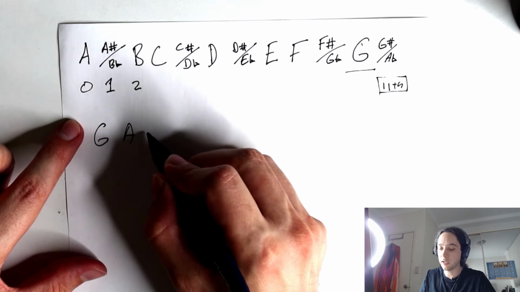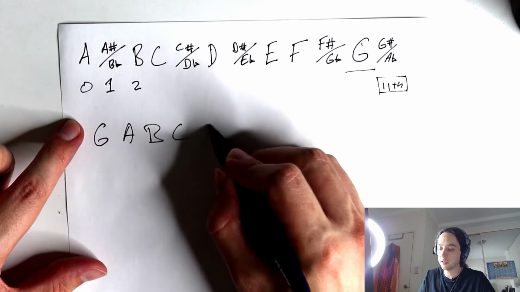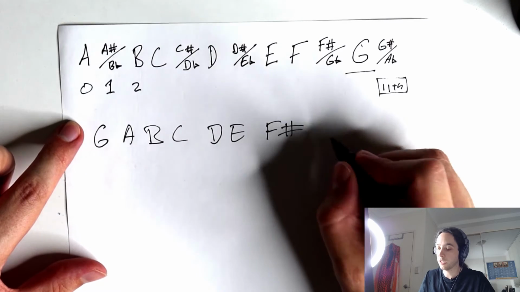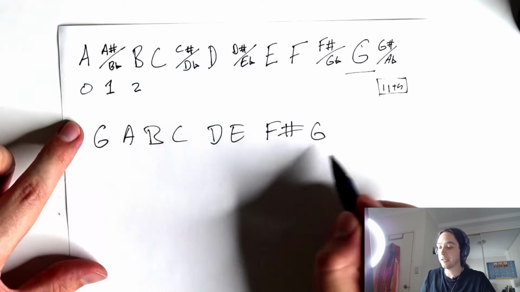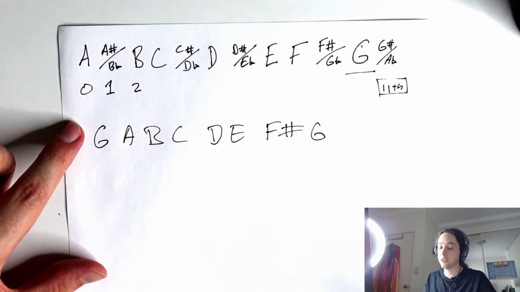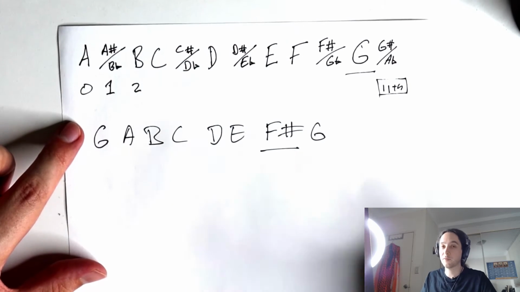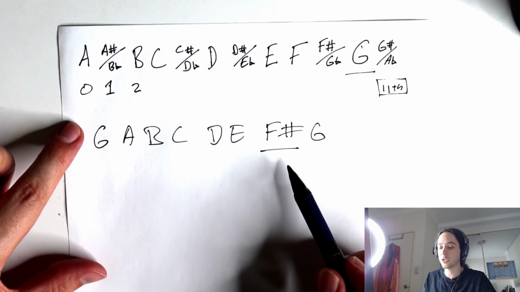G, A, B, C, D, E, F sharp, and then we're back to G. Okay, that is all the notes in G major. F sharp, I'm not going to explain why F sharp is an F sharp, but this is the only key with one sharp in it.